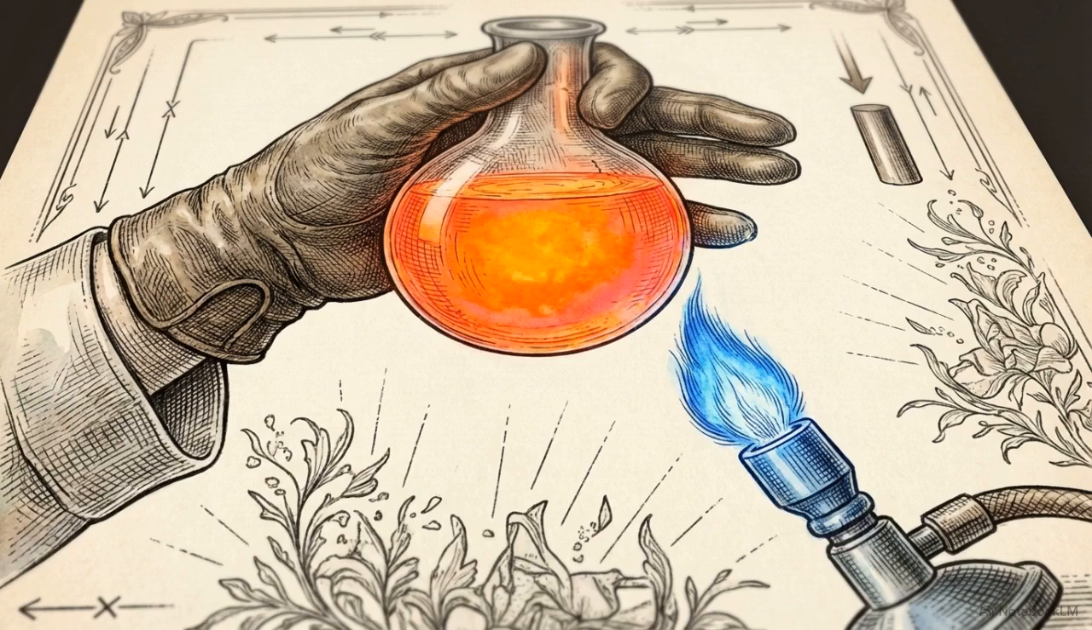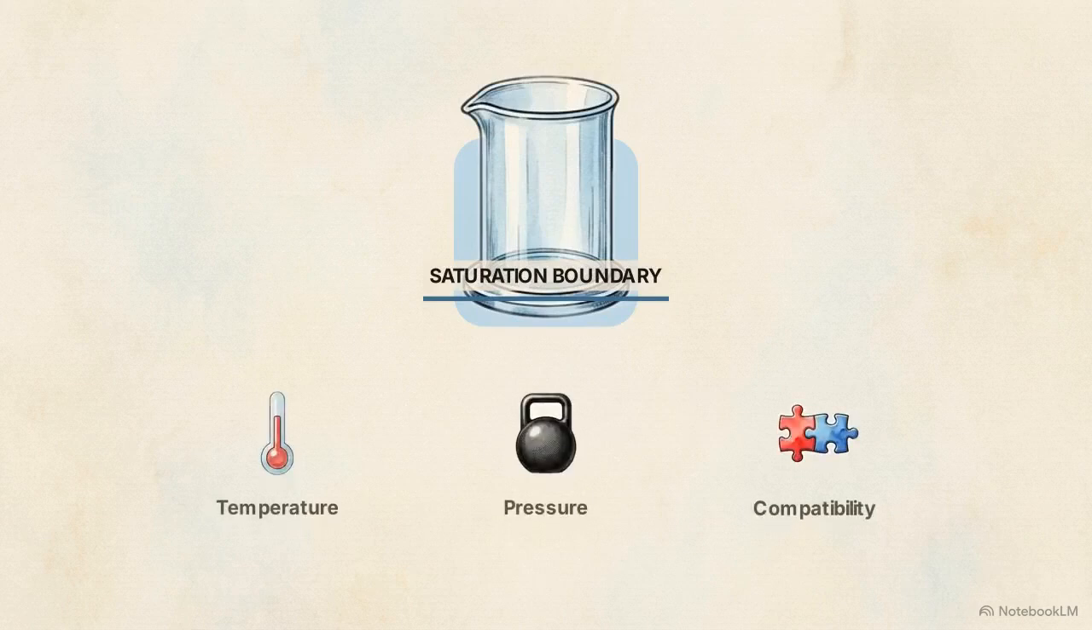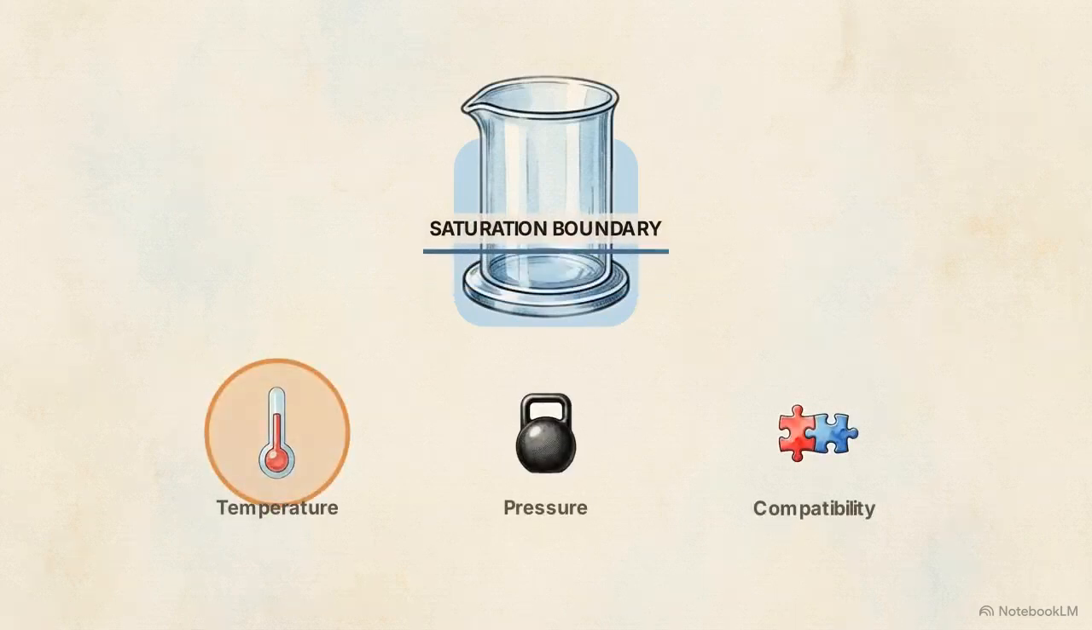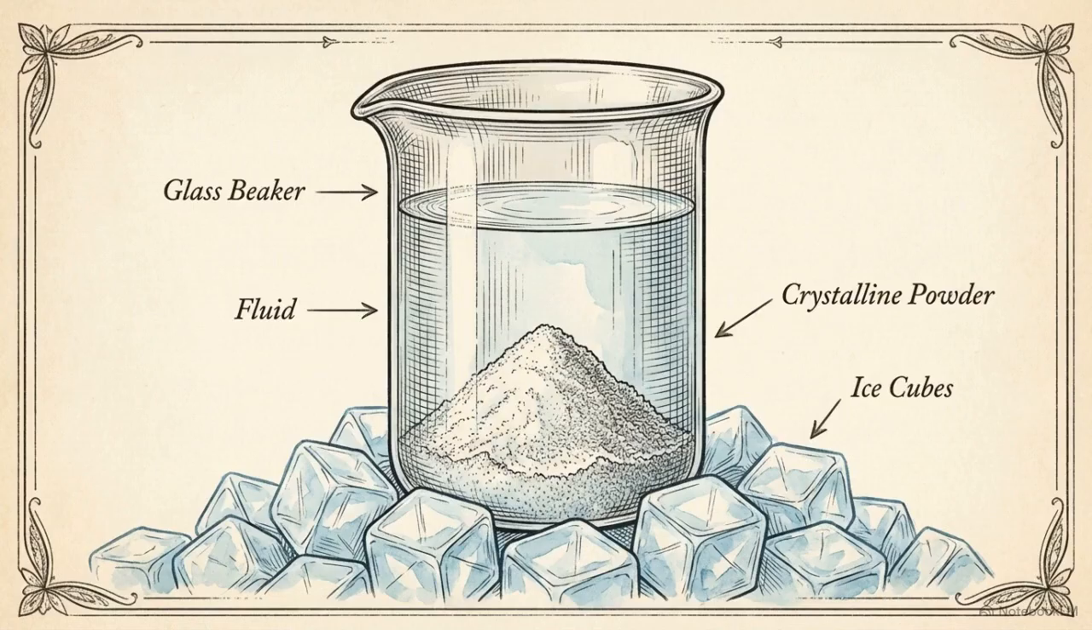But is it possible to bypass this equilibrium? Can we force a liquid to hold more than its natural limit? This saturation point is a boundary that can be shifted using three specific variables: temperature, pressure, and chemical compatibility. The first variable is temperature.